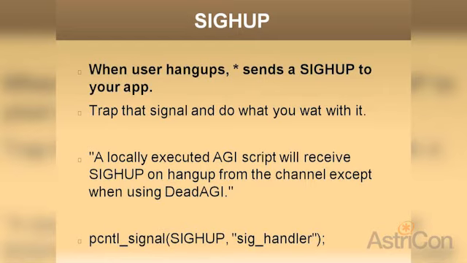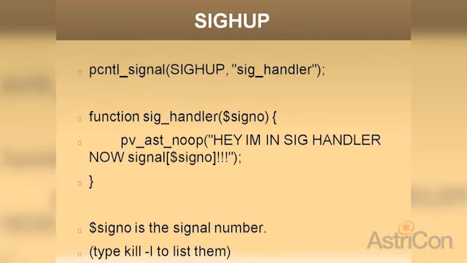So you can do whatever you want. In PHP, the way it works, you just trap the SIGHUP signal, and you call a sig handler. The sig handler is simply a function where you do whatever you want to. For example, in my case, I simply print, hey, I'm sig handler, and sig number is only the signal number. You can list them by typing kill -l on Linux.